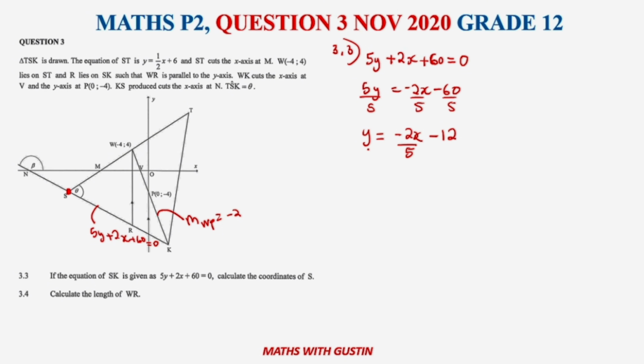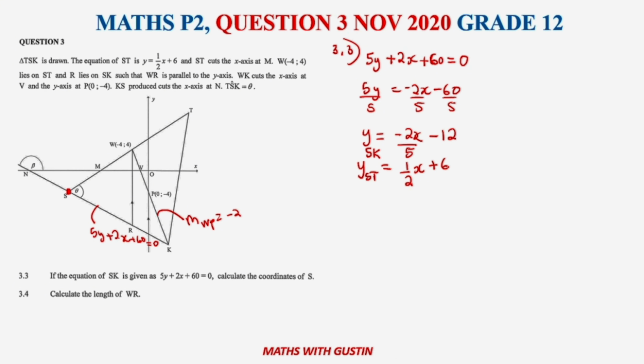Okay, now we're moving right along. This is the equation of SK as given here. Now what are we looking for? We have got the equation of ST given here. The equation of ST is equal to half x plus 6.